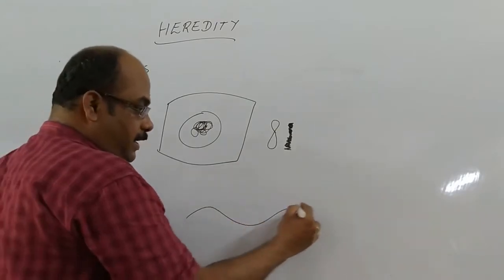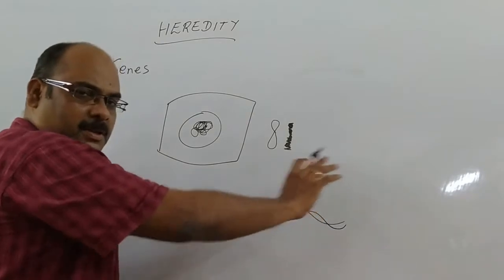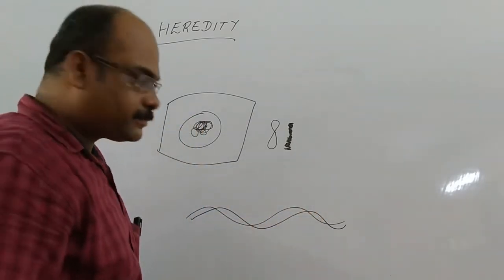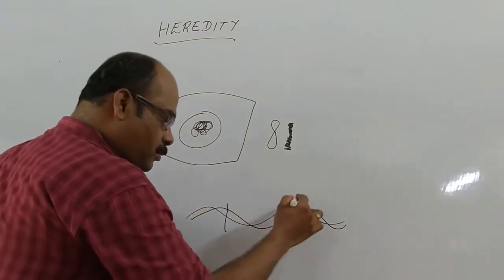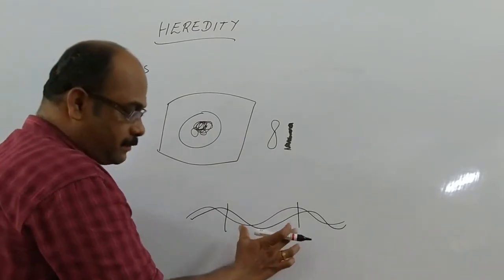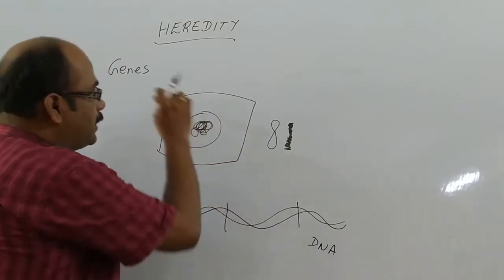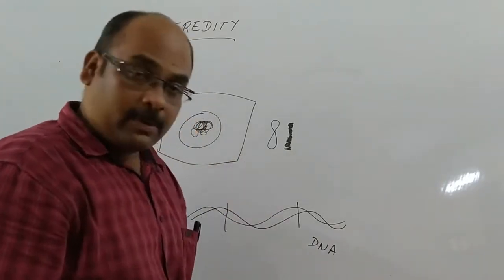Now when you take chromatin thread, what is it made up of? It is made up of DNA. Okay, DNA has got two strands. When DNA is highly coiled, then it becomes a chromatin thread. Then where is the gene present here? Gene is nothing but a small fragment of DNA. This fragment of DNA is called a gene.